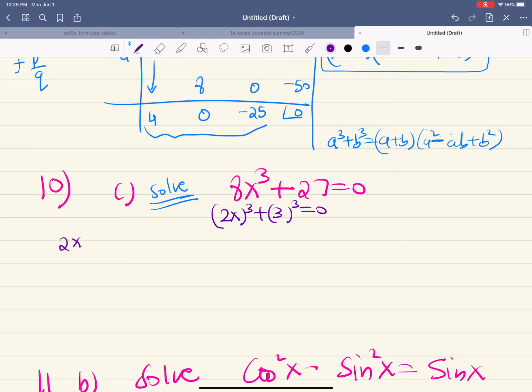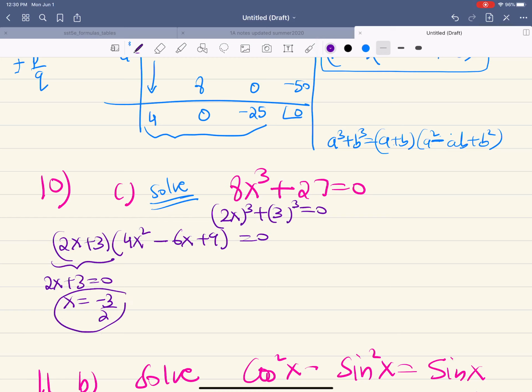Here I am, 2x plus 3. And then a squared would be 4x squared minus 3 times 2 is 6x plus 9 equal to 0. Okay, now I need to set each factor equal to 0. When I set 2x plus 3 equal to 0, this is going to give me one of the solutions, which is negative 3 over 2.